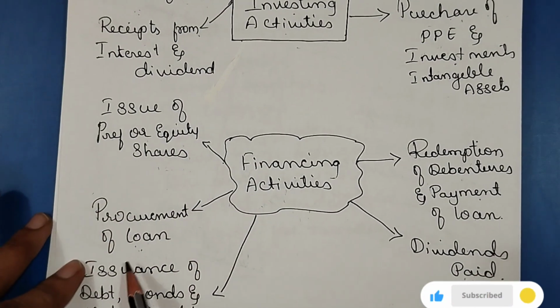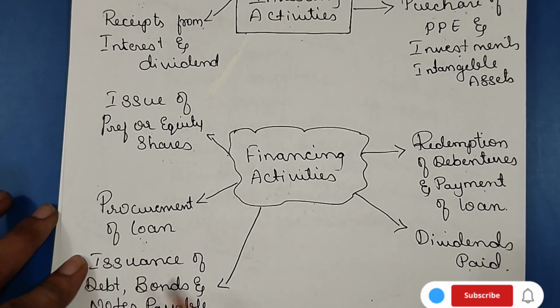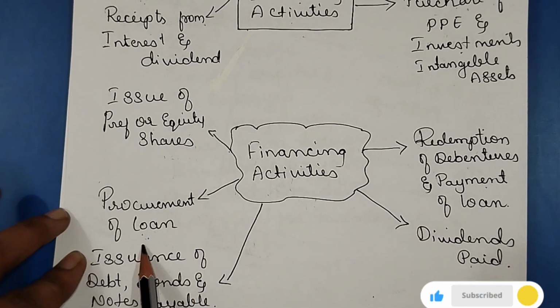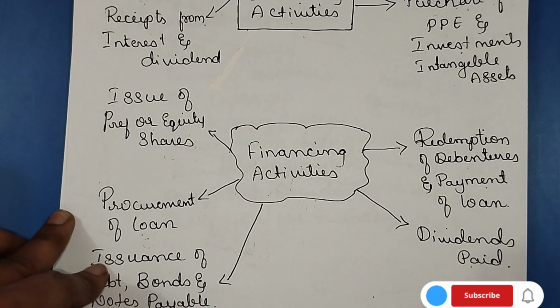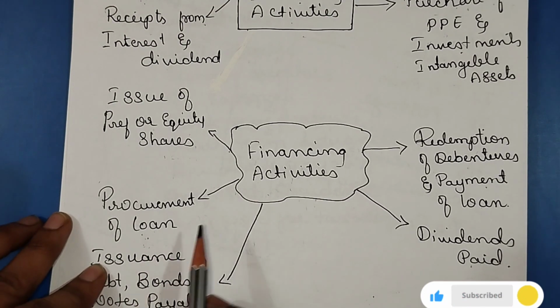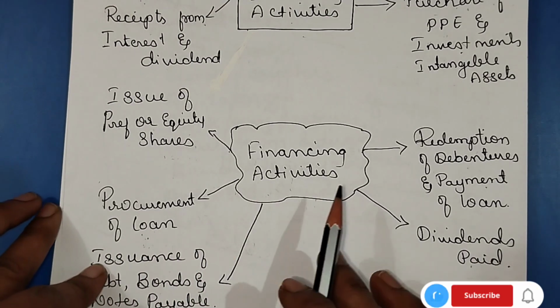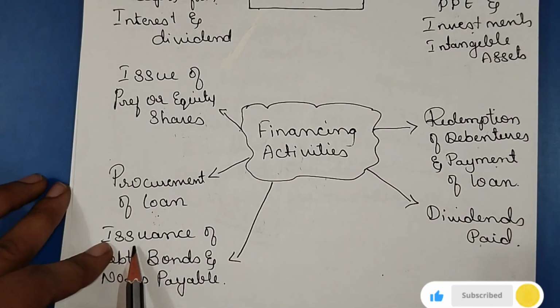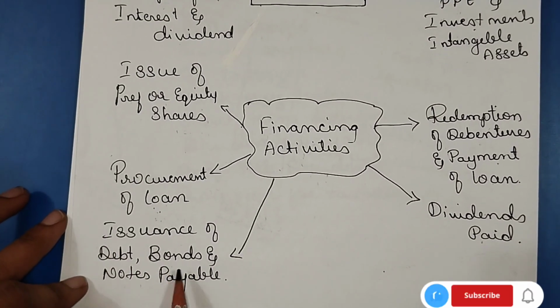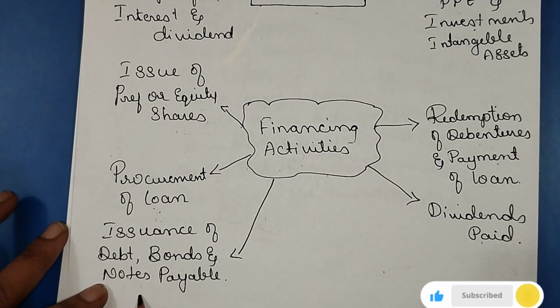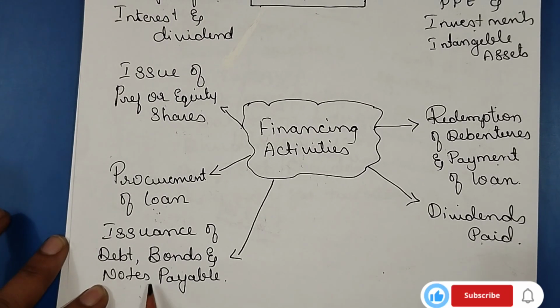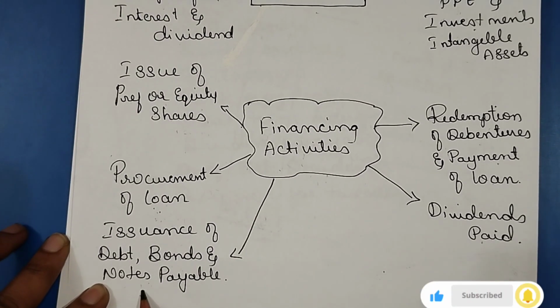Okay. The procurement of loan, any loans you have borrowed, increases cash. It is a liability, but still it is increasing. The effect we are seeing in the point of view of cash. Okay. Issuance of debt, bonds or note payable, all these are coming under the inflow of financing activity. Okay.